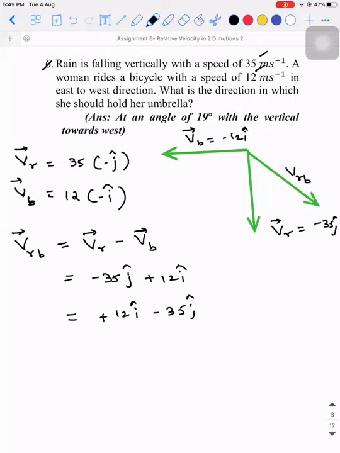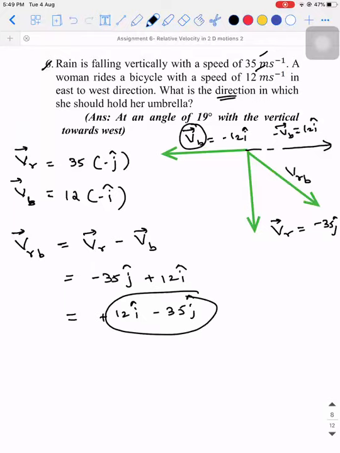Are you guys clear with this? If this is VB, minus 12 i cap, then what will this be? This will be minus VB cap, which is 12 i cap. Are you guys able to understand this? Yes, sir. Right? So what are they asking? What is the direction in which she should hold the umbrella? Exactly in the direction opposite to this. So her umbrella should be held like this.